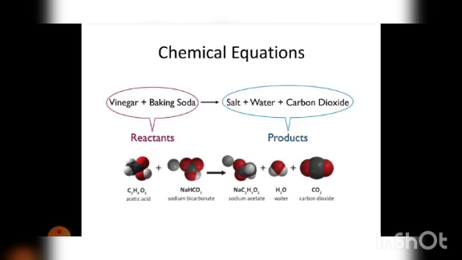When this acetic acid reacts with sodium bicarbonate, which is the chemical name of baking soda, it is going to form sodium acetate, which is the salt formed. This is also a salt. Salt doesn't mean only sodium chloride, that's the table salt or common salt we use. Sodium acetate is one type of salt. Salt is a product of an acid and a base reaction. So along with the salt, water is liberated and carbon dioxide gas is evolved.